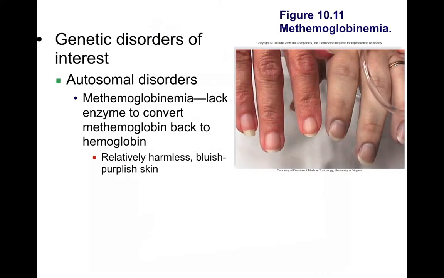For example, this condition where the color of your skin is affected because those with the disorder lack an enzyme that is needed. It really is not a too dangerous condition, but kind of a striking example. And by following a pedigree of a family where this appears, we can work out that it is an autosomal recessive disorder.